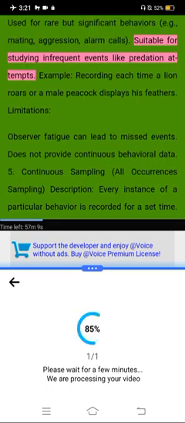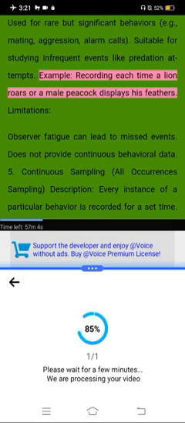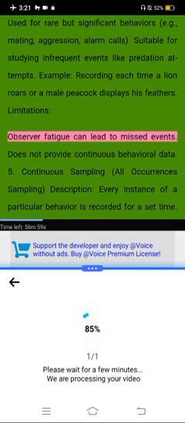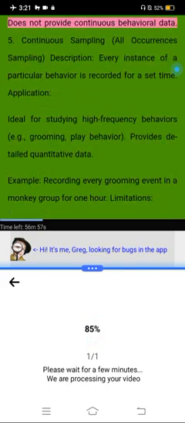Suitable for studying infrequent events like predation attempts. Example: recording each time a lion roars or a male peacock displays his feathers. Limitations: observer fatigue can lead to missed events. Does not provide continuous behavioral data.